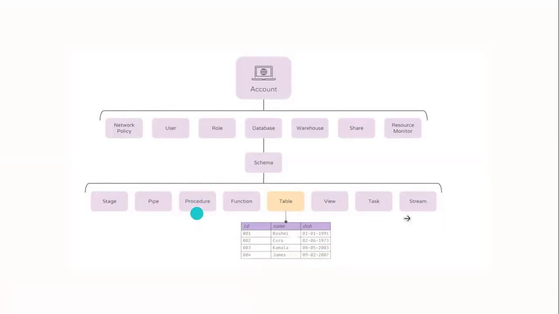So I want to create schedulers. At 11 o'clock, this script needs to be executed. At 12 o'clock, this script needs to be executed. Where can I store the scheduler information? It will be stored in this task.